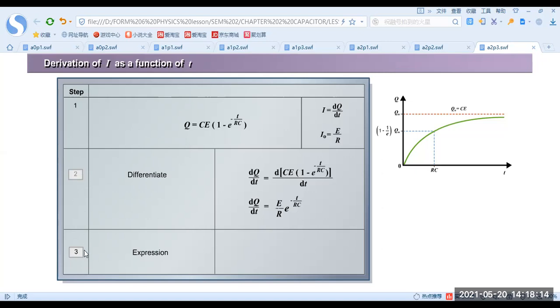We get dQ over dt, the charge over time, which will be the current. Finally, we get that the current I is equal to I naught e to the negative t over RC. From the graph, that is the formula for the current in a capacitor during the process of charging.